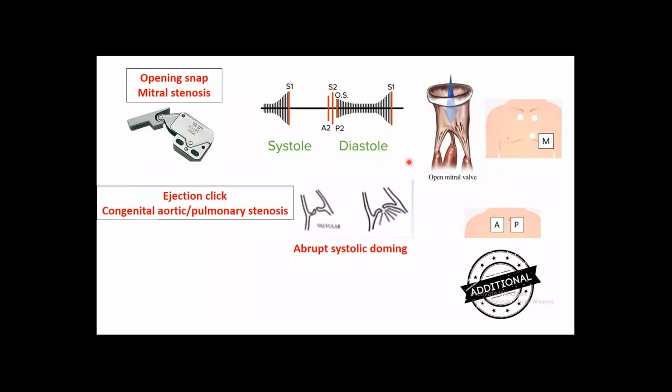The other abnormal sound is the ejection click. Ejection click is heard over the pulmonary or aortic area in patients with congenital aortic or pulmonary stenosis just before the murmur of stenosis. This is caused by pathognomonic doming of the leaflets that occurs in the congenital type of stenosis. The systolic doming of the leaflet is due to tension over it during systole, causing a click sound just before the ejection phase. This is called the ejection click.